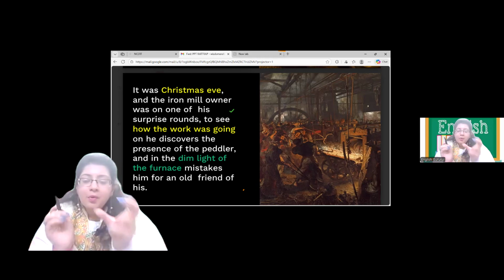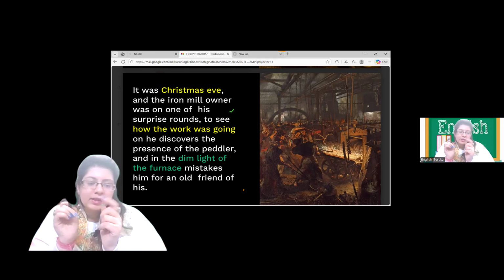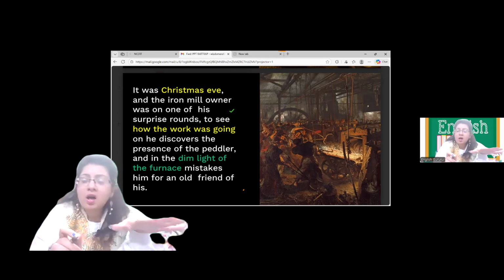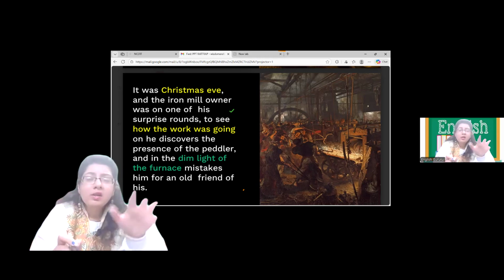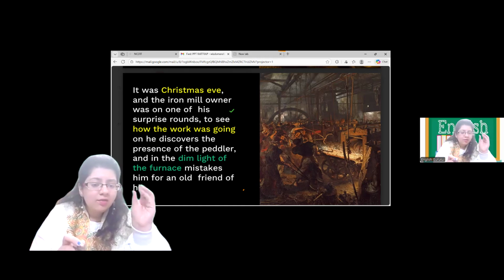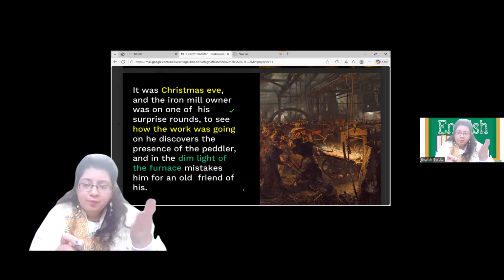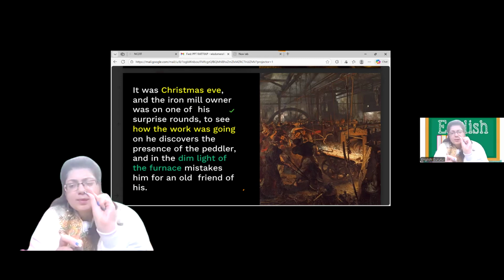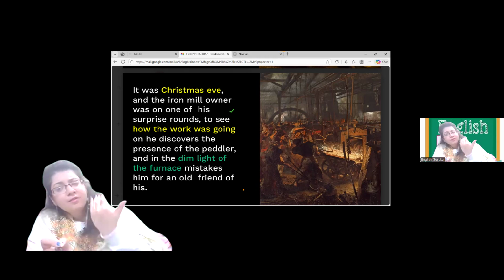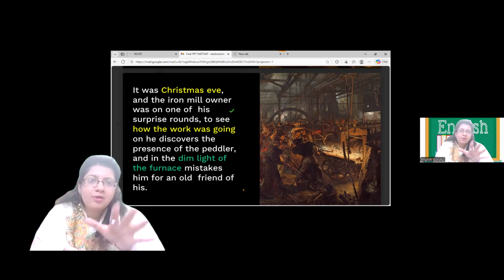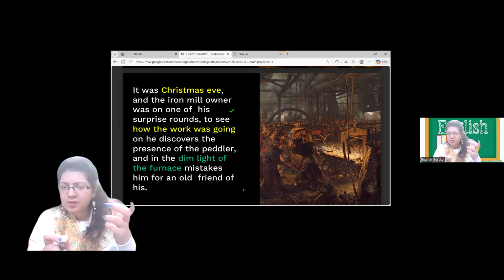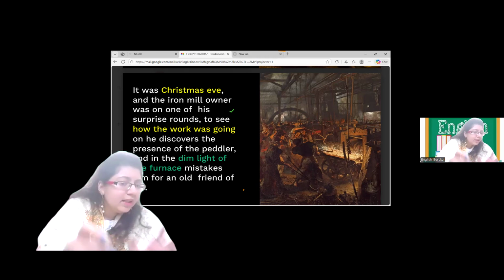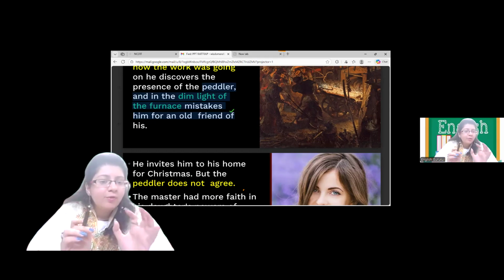Now it's the point where we get to see the turning of events, right? He sees the presence of the peddler, and in that dim light, because it was all dark, as I've explained before, he discovered the presence of that person who was lying down, resting. There would have been only this much light, but because of the reflection, and you must have studied the chapter reflection and refraction, so herein you can just apply that concept of reflection. Because of that reflection, in the dim light of the furnace, he mistakes him for an old friend of his.